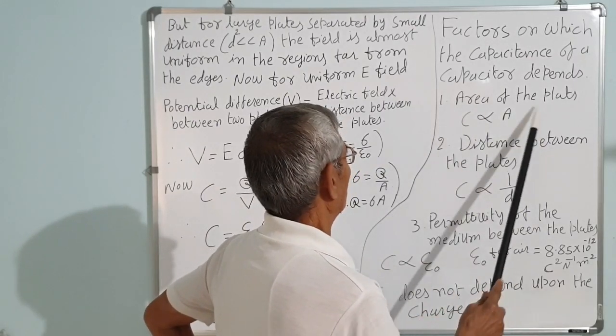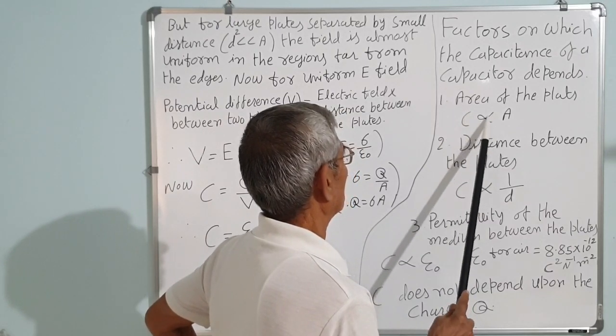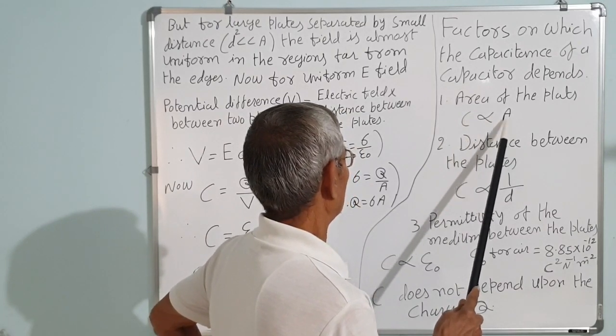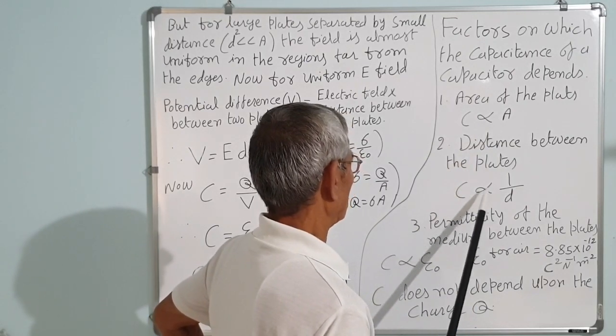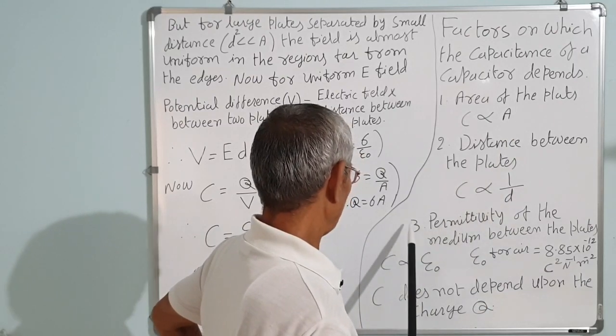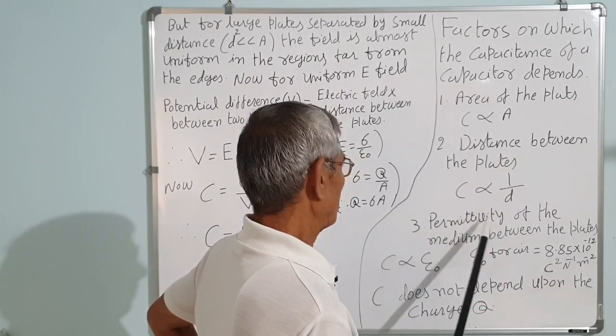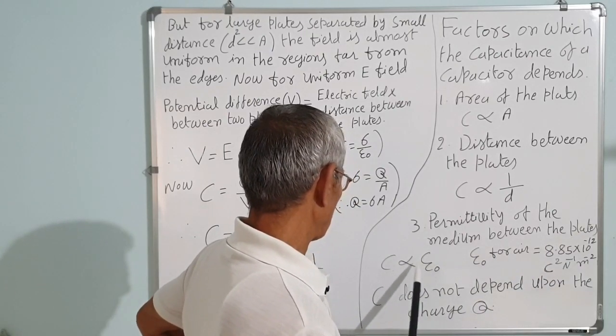Number 1, area of the plates, as we have seen. The capacitance of a capacitor is directly proportional to the area of the plates. Number 2, the capacitance of a capacitor is inversely proportional to the distance between the two plates, D. Third, the permittivity of the medium between the plates, epsilon 0. C is directly proportional to epsilon 0.